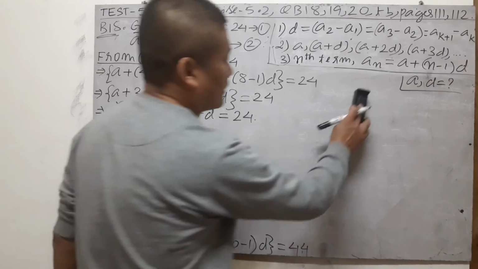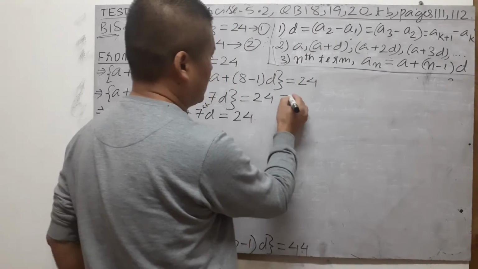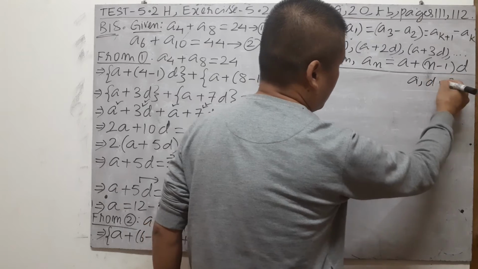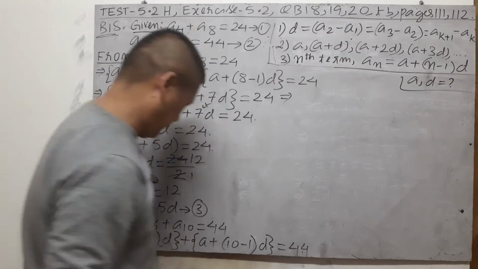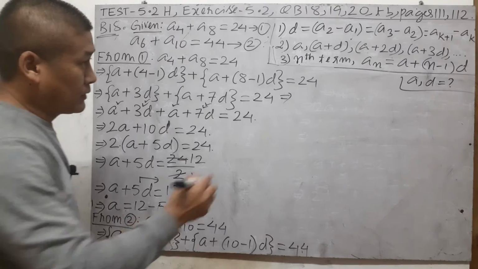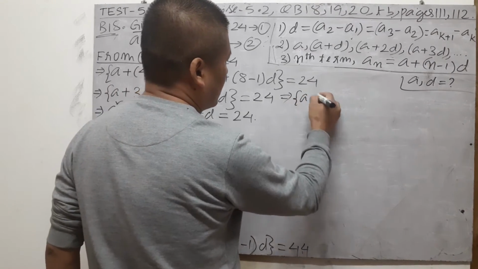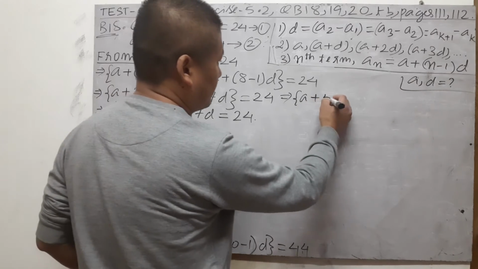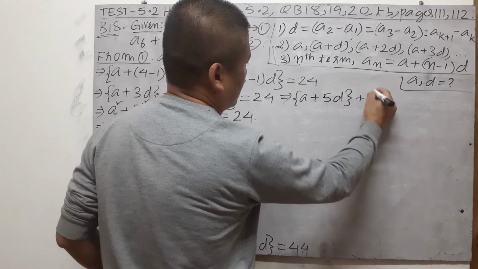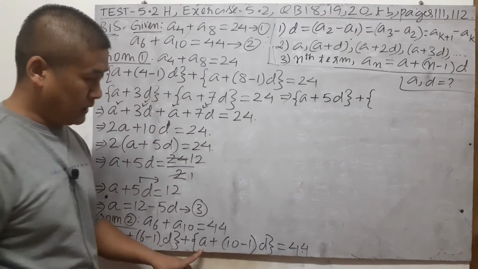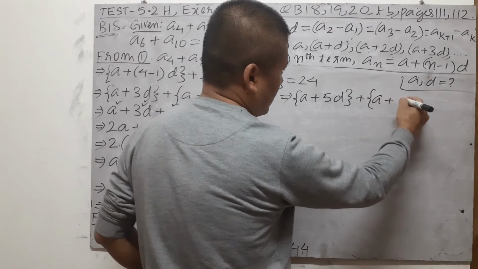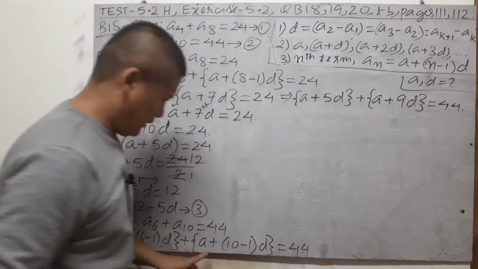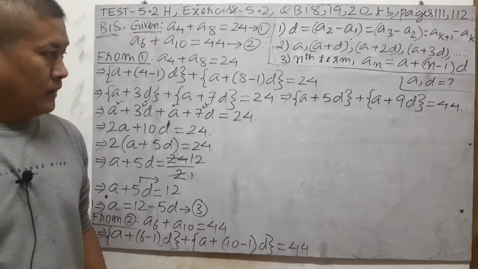Let's proceed here. So that gives you here, a and d we have to find. So this one will be a plus 6 minus 1, quite simple, 5, right? 5d plus, then here a plus 10 minus 1 is 9, so 9d is equal to, right side is 44. I hope you're getting it right.